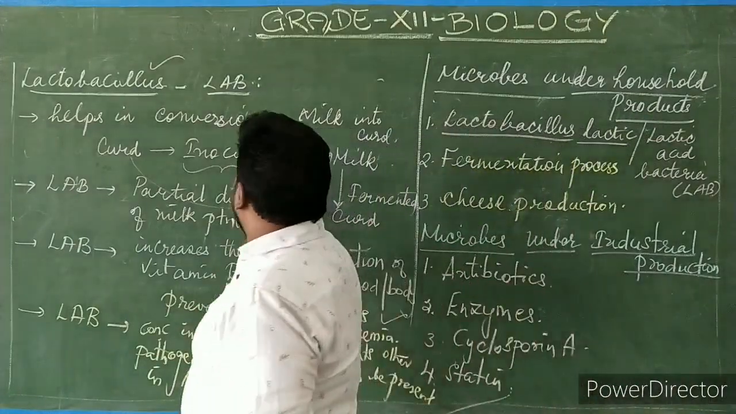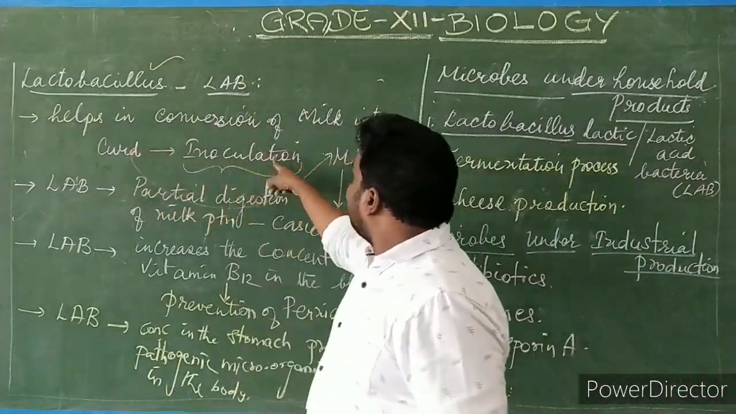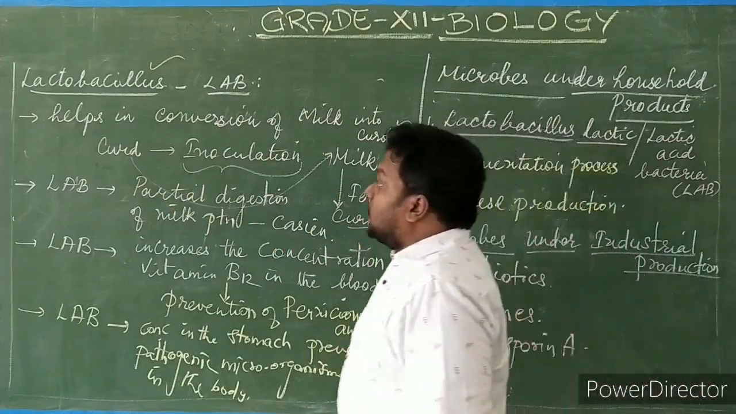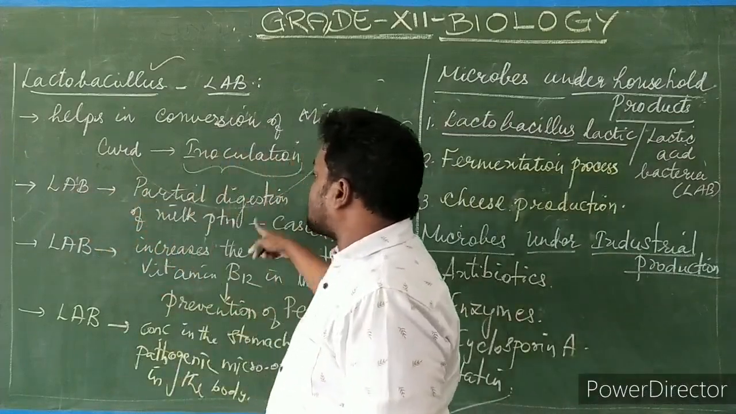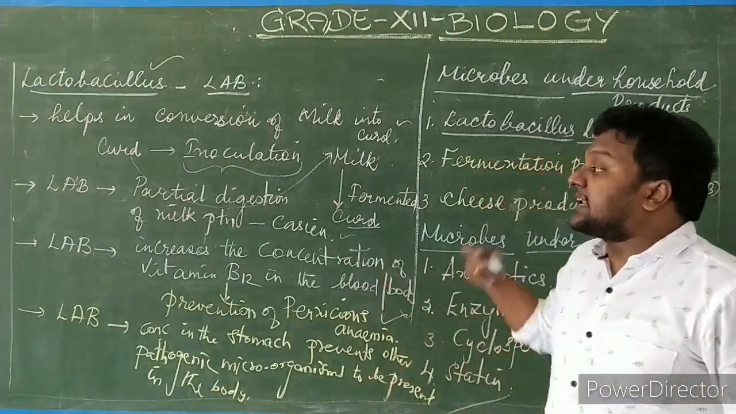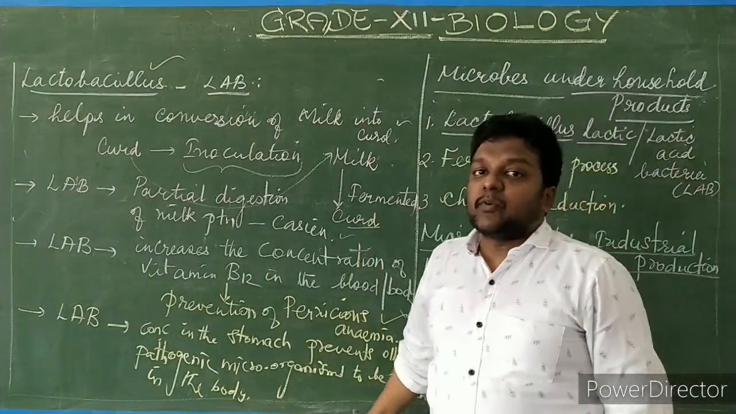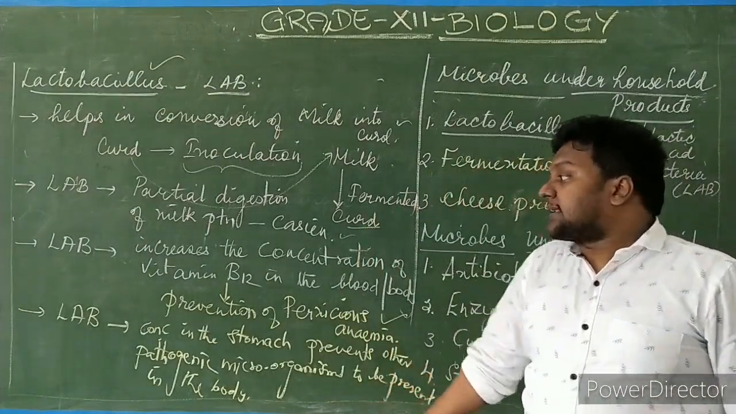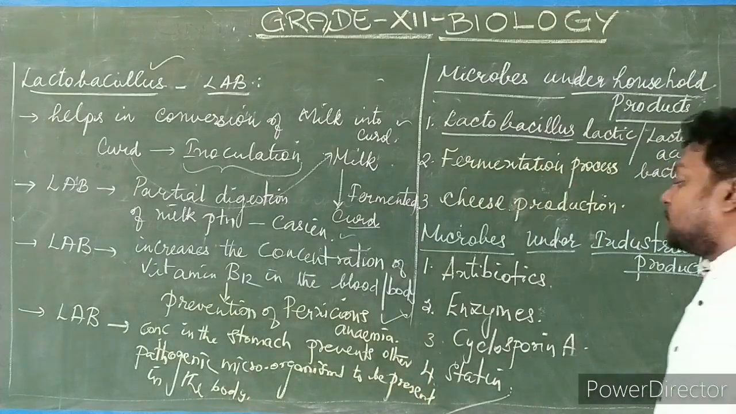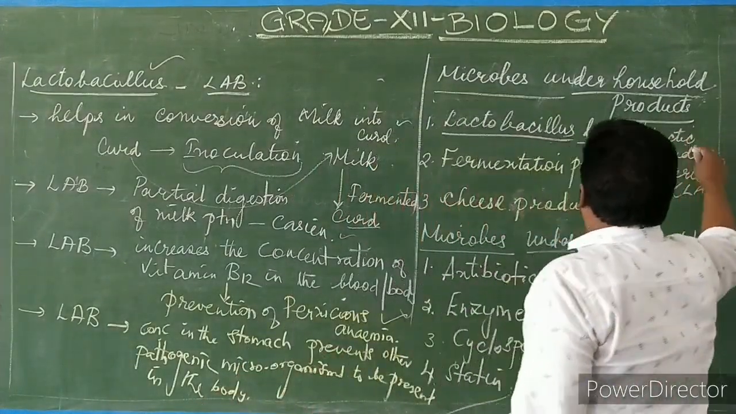So what is the first point? It helps in the conversion of milk into curd. When curd is inoculated into the milk, it undergoes fermentation, giving rise to the formation of curd. Then lactic acid bacteria gives partial digestion of milk protein, which we are calling casein. The lactic acid bacteria increases the concentration of vitamin B12 in the blood. So vitamin B12 prevents pernicious anemia. The lactic acid bacteria concentration in the stomach prevents other pathogenic microorganisms from being present in the stomach. So this is the main role of Lactobacillus lactis.